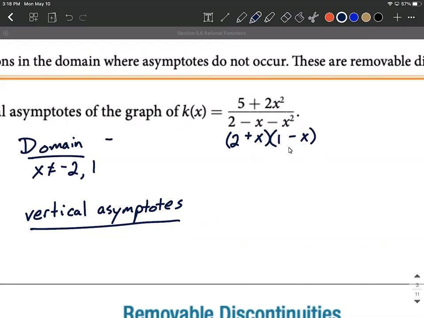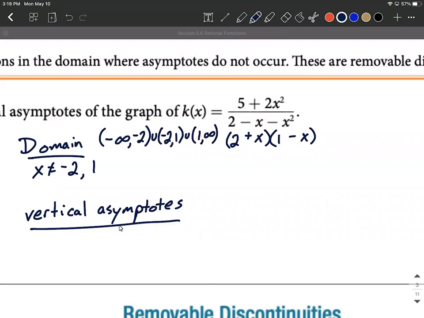Okay, we could write this up, if we're asked to, with interval notation: from negative infinity to negative 2, negative 2 to 1, again with open parentheses on both sides to leave those out, and then 1 to infinity would be the domain.